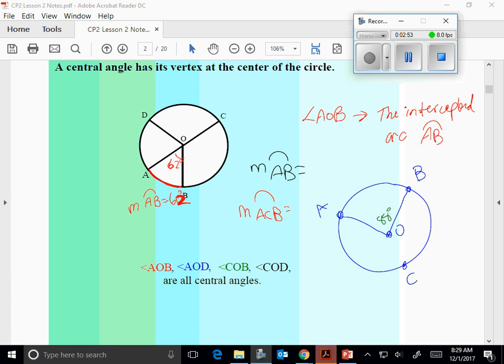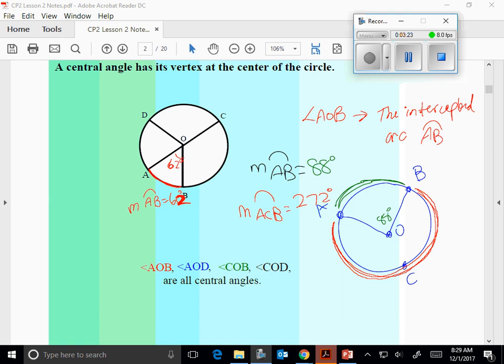If that's true, what should the measure of this arc be right here? 88. If that's a central angle, that should be 88. What would the major arc be that complements that? What would this arc's measure be? Well, I know there's a relationship. What do the red and the green arcs have to add up to? 360. So that'd be 272. Sounds good to me. All right, let's keep moving.